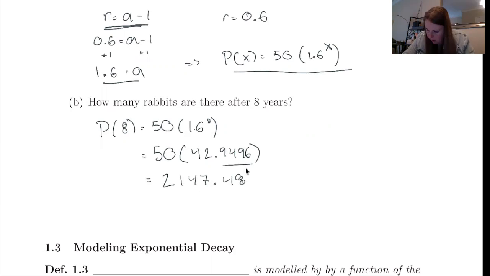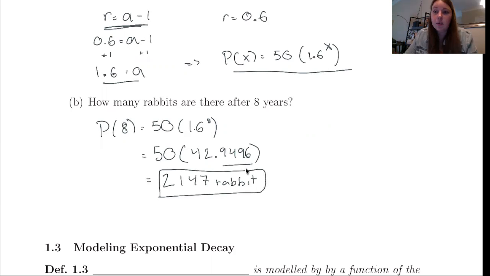Oh wait, how many rabbits? Okay, I can't have that much of a rabbit. So then I would stop it there. I have to think realistically how many rabbits there are. I'm not going to have half of a rabbit. But if I rounded it, I might get a little bit of a different answer. Okay, so that's how many rabbits we're going to have, from 50 to 2,000.